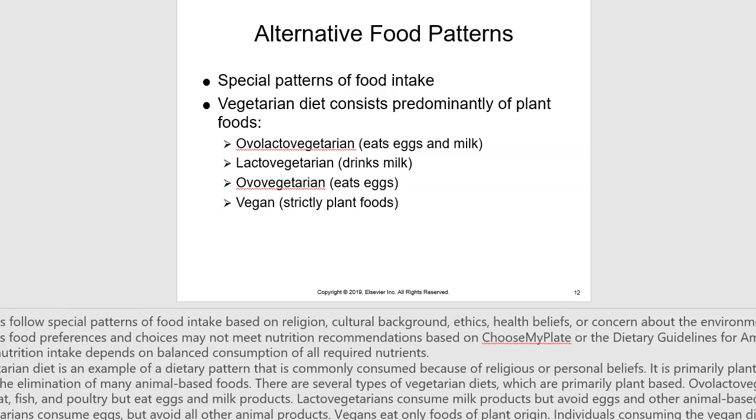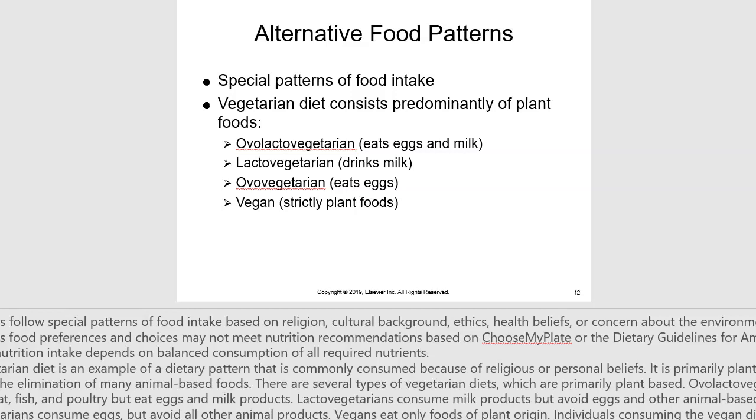So some examples: vegetarian diet, which consists predominantly of plant foods. We have vegan, which is strictly plant-based only, and yes, vegans can get enough protein. They have to be very careful with their food choices. Some people will say they're vegan, but if they don't like beans, nuts, and other plant protein sources, they are not going to get what they need. But for the most part, people who are vegan are very careful about that.